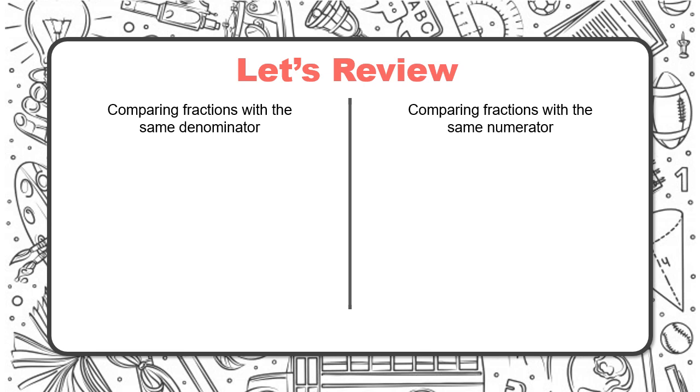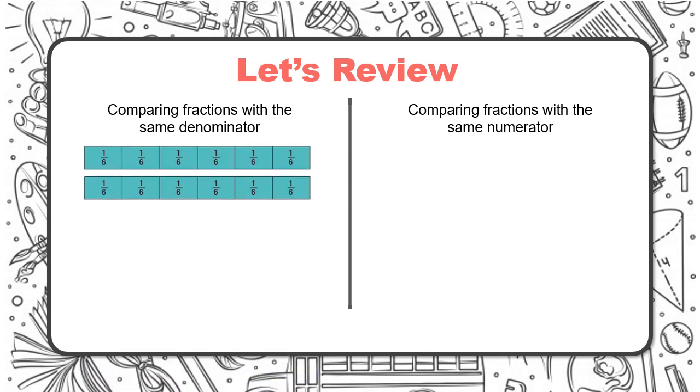But before we get started, let's review. Let's first take a look at comparing fractions with the same denominator. If you take a look at the screen on the left, you'll see that there's two fraction bars. And each of the fraction bars are broken up into 6 equal parts, or sixths. So now let's compare two fractions with the same denominator. Let's compare 2 sixths and 4 sixths.